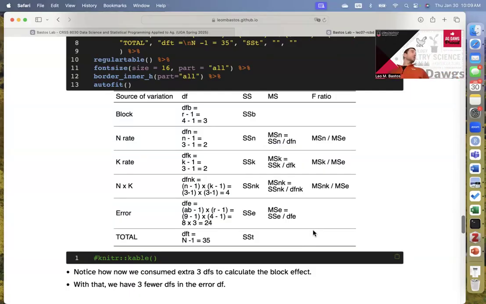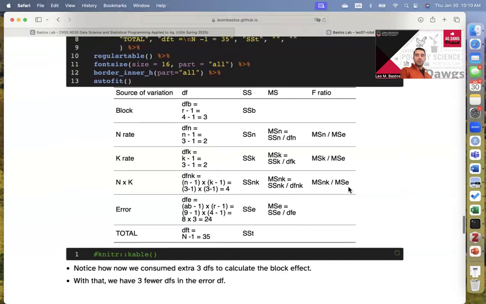Once you have the mean square for each one of those levels, then we calculate an F ratio, which is basically just the mean square of the effect you're interested in, so nitrogen, potassium, and the interaction, divided by the mean square of the error. Normally, the larger the F ratio is, the stronger the effect you have for that specific line on your ANOVA table.